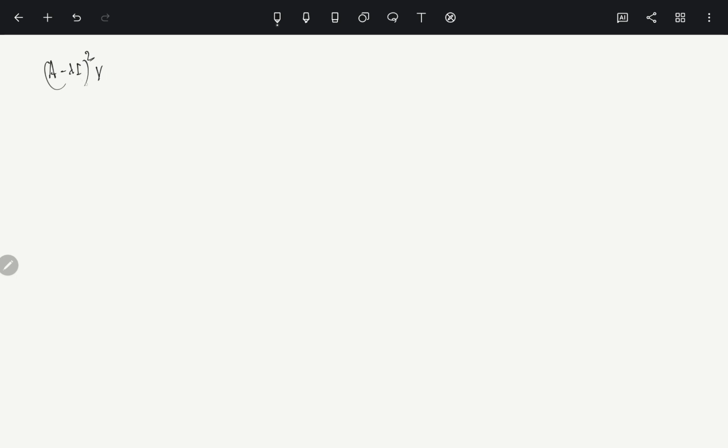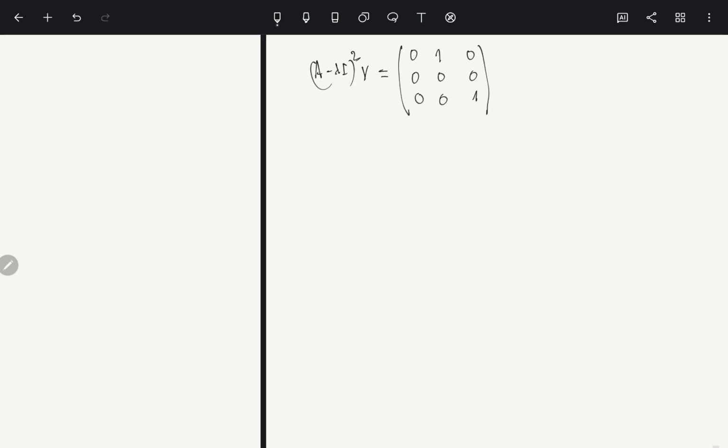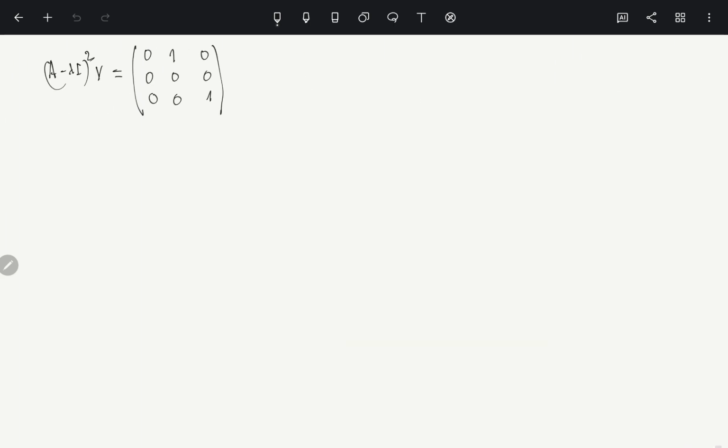So basically, we do not look at (A minus lambda I) times V anymore. We look at (A minus lambda I) squared times V. And if you calculate it, it becomes the matrix 0, 1, 0; 0, 0, 0; 0, 0, 1. This is A minus lambda I. You see, A minus lambda I, and times the matrix 0, 1, 0; 0, 0, 0; 0, 0, 1, times V.